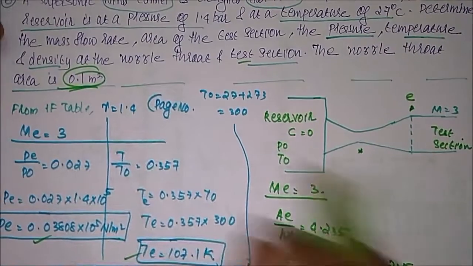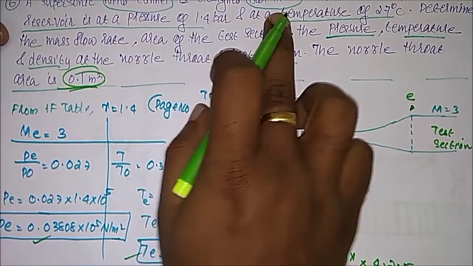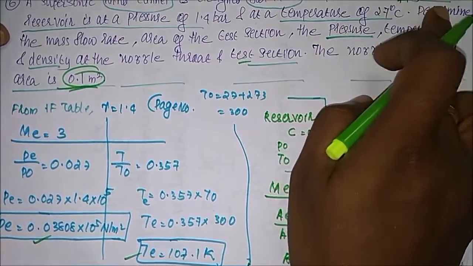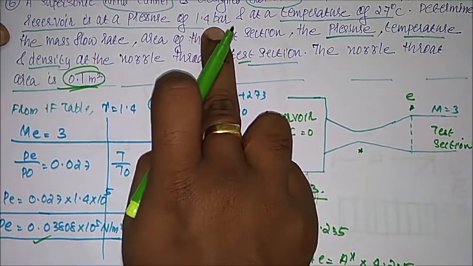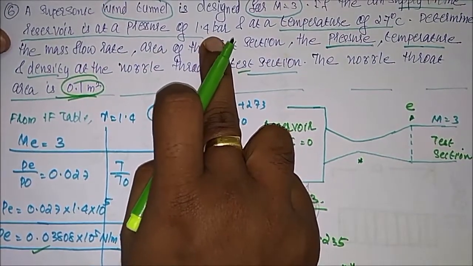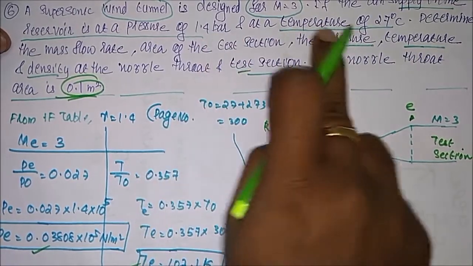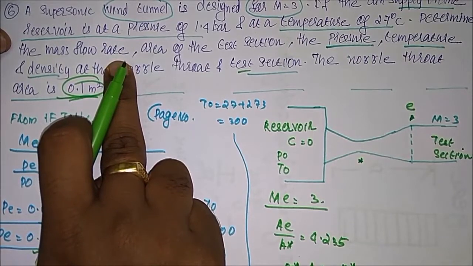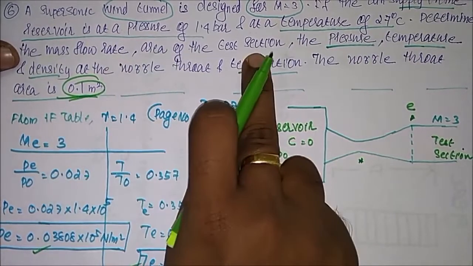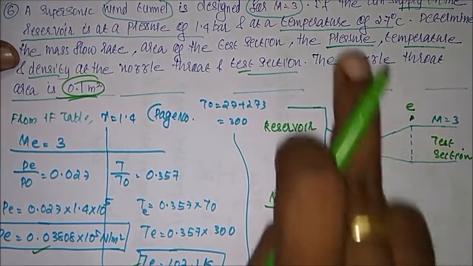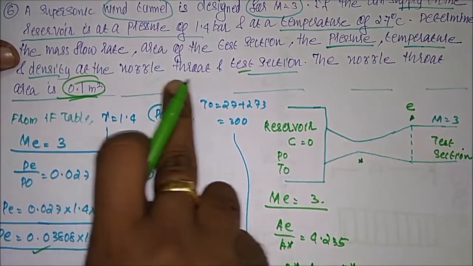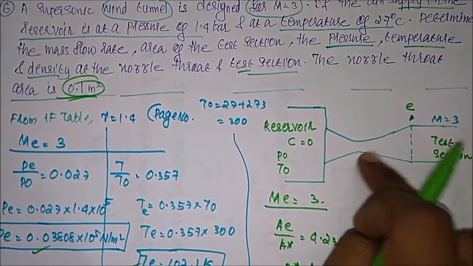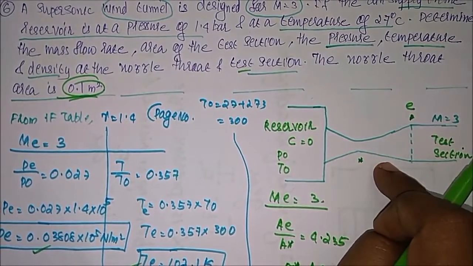Okay, question number 1. A supersonic wind tunnel is designed for Mach number equal to 3, that is, M is equal to 3. If the air supply in the reservoir is at a pressure of 1.4 bar, that is the stagnation pressure, and stagnation temperature, find the mass flow rate, the area of the test section, and the pressure, temperature and density at the nozzle throat section and at the exit.